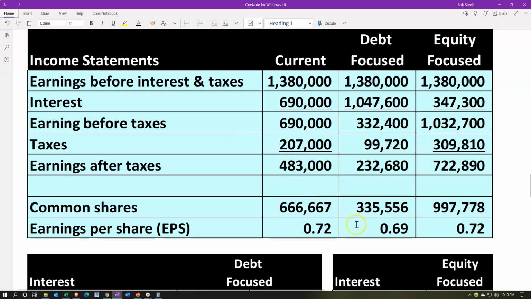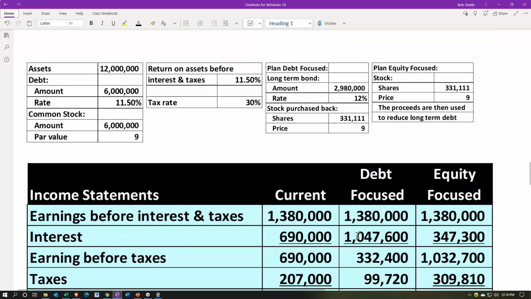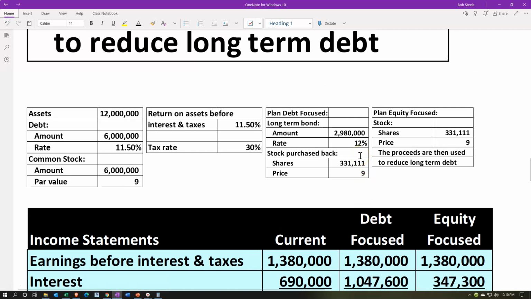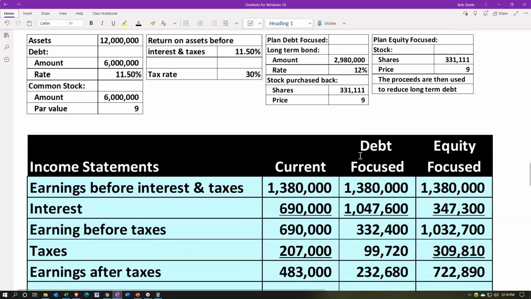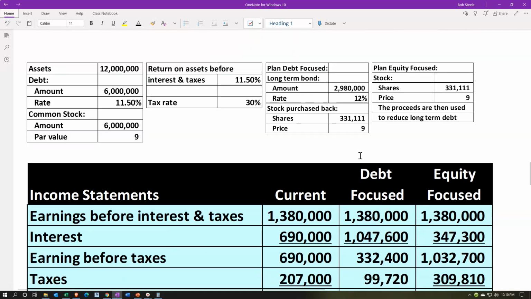Now, the debt plan resulted in lower earnings after taxes and also ended up with a lower earnings per share. Part of the reason for that is the rate that we have on the debt. We've got that 12% rate on the debt, so it's fairly high financing within the debt. Now, again, if you were to have a debt plan where you increase the assets or the revenues were increasing, then that could be another factor that could lean towards a debt financed plan. But obviously, the rate of the interest is going to be one factor.